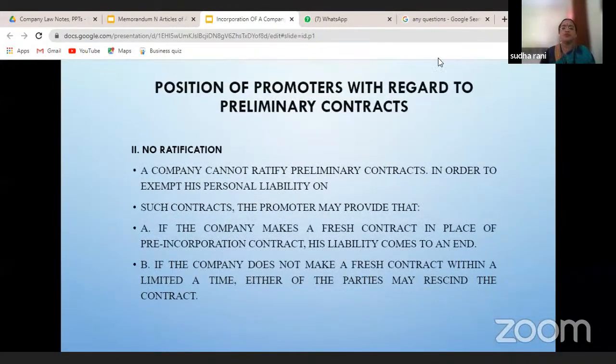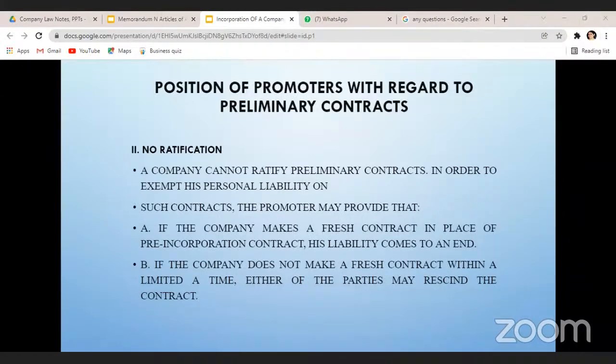The next one is the position of promoters with regard to preliminary contracts. What is this position? No ratification means a company cannot ratify preliminary contracts in order to exempt his personal liability on such contracts. So, no ratification means that upon preliminary contracts, whatever his liability is, in order to exempt his liabilities, he cannot change the contracts. Ratification means he cannot make any changes or adjustments.